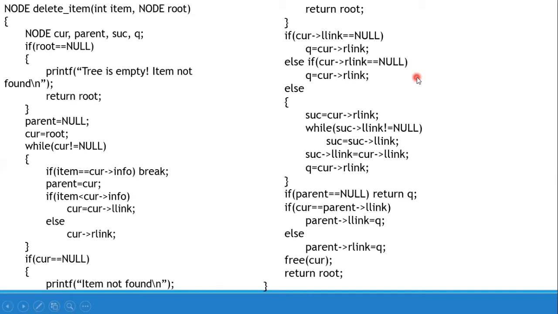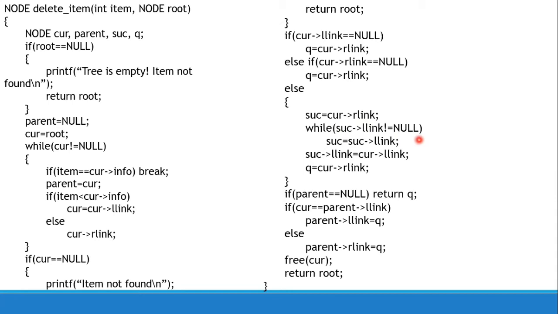So this is the function to delete an item from the tree. In order to delete, we need to insert something in the binary search tree. This part is the insertion part, which was explained previously, and this is the deletion part. Here, suc, that is successor, equals current of L link. We obtained the node to be deleted and its parent. The inorder successor always lies towards the right, and while successor of L link is not equal to null, keep traversing to the left.